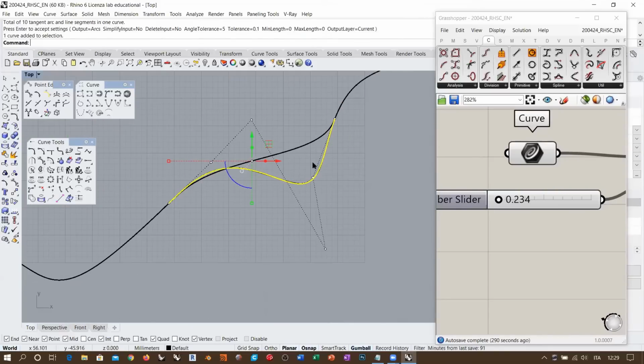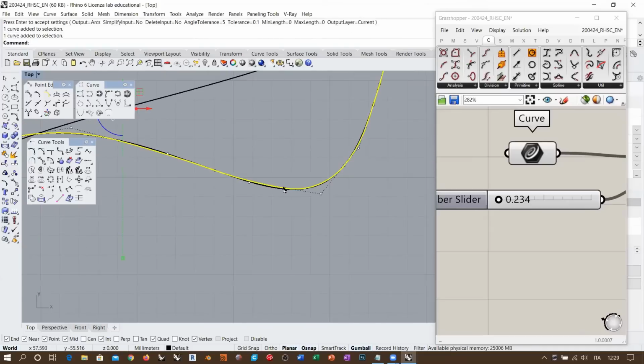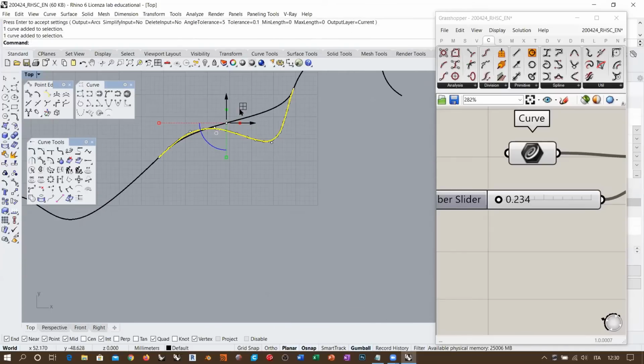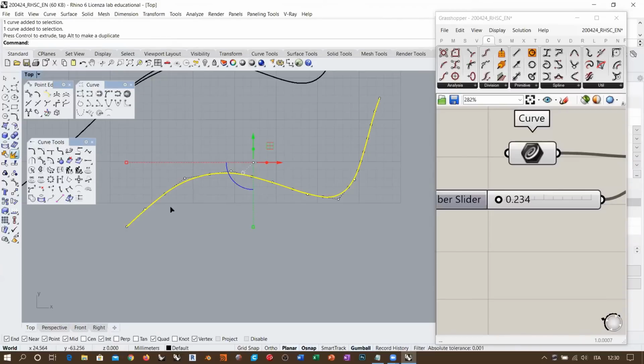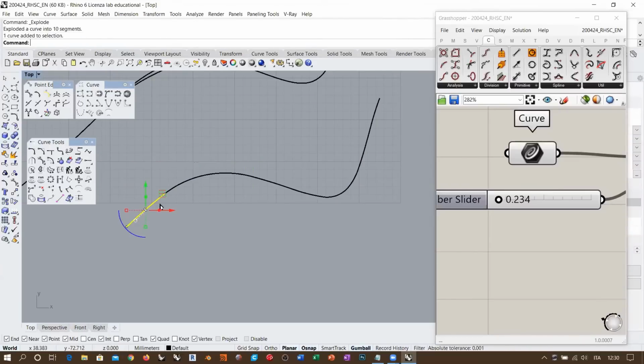This is the blend curve. You recognize it because it only has 6 control points, right? And here is the arc-shaped curve. I will move this away. So let's try to explode it. And you see that we have exploded this into several arcs, right?